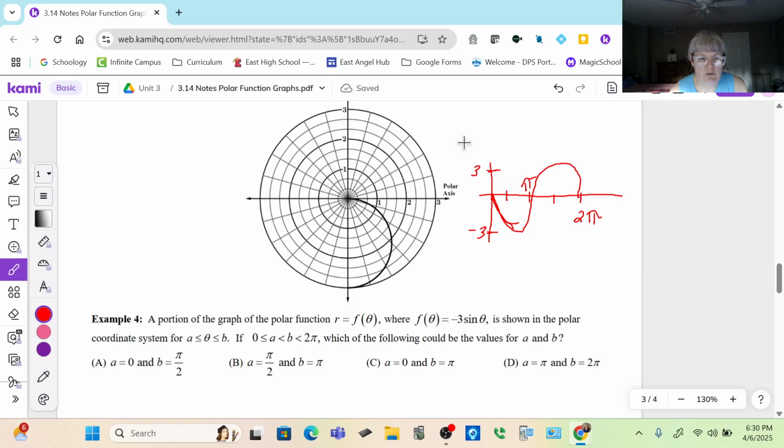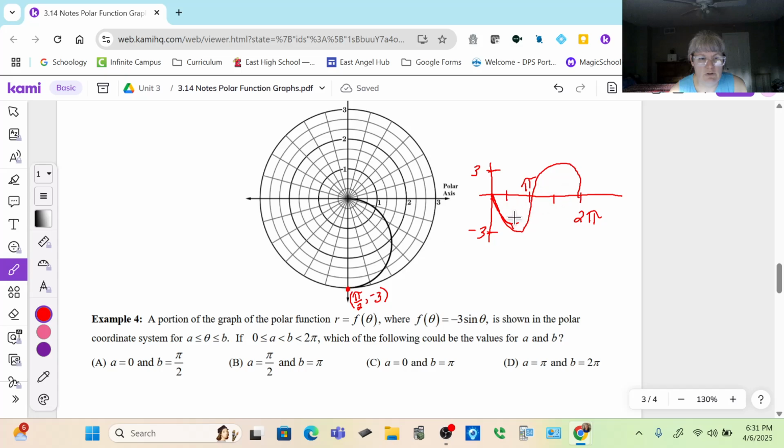Pi over 2 would be up here. Pi over 2, according to my sketch, would have me at -3. So instead of being up here at the top of my polar graph, it's going to be at the bottom. So if I wanted to write some coordinates for it, remember we're writing them as theta, r. This would be pi over 2, -3 is the ordered pair at this point.